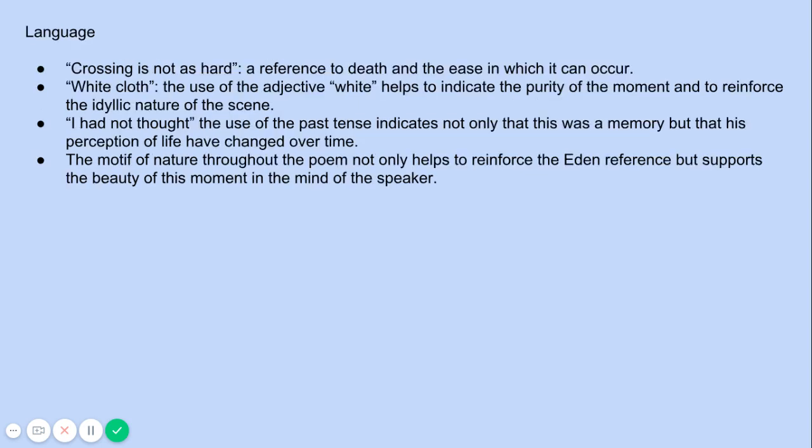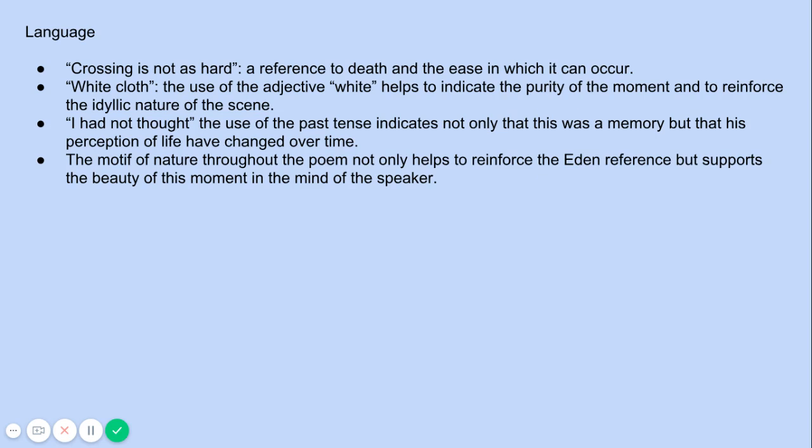If we were to look at the language now, "crossing is not as hard" is a reference to death and the ease in which it can occur. "White cloth", the use of the adjective white, helps to indicate the purity of the moment and to reinforce the idyllic nature of the scene. "I am not thought", the use of the past tense indicates not only that this was a memory, but that his perception of life has changed over time.